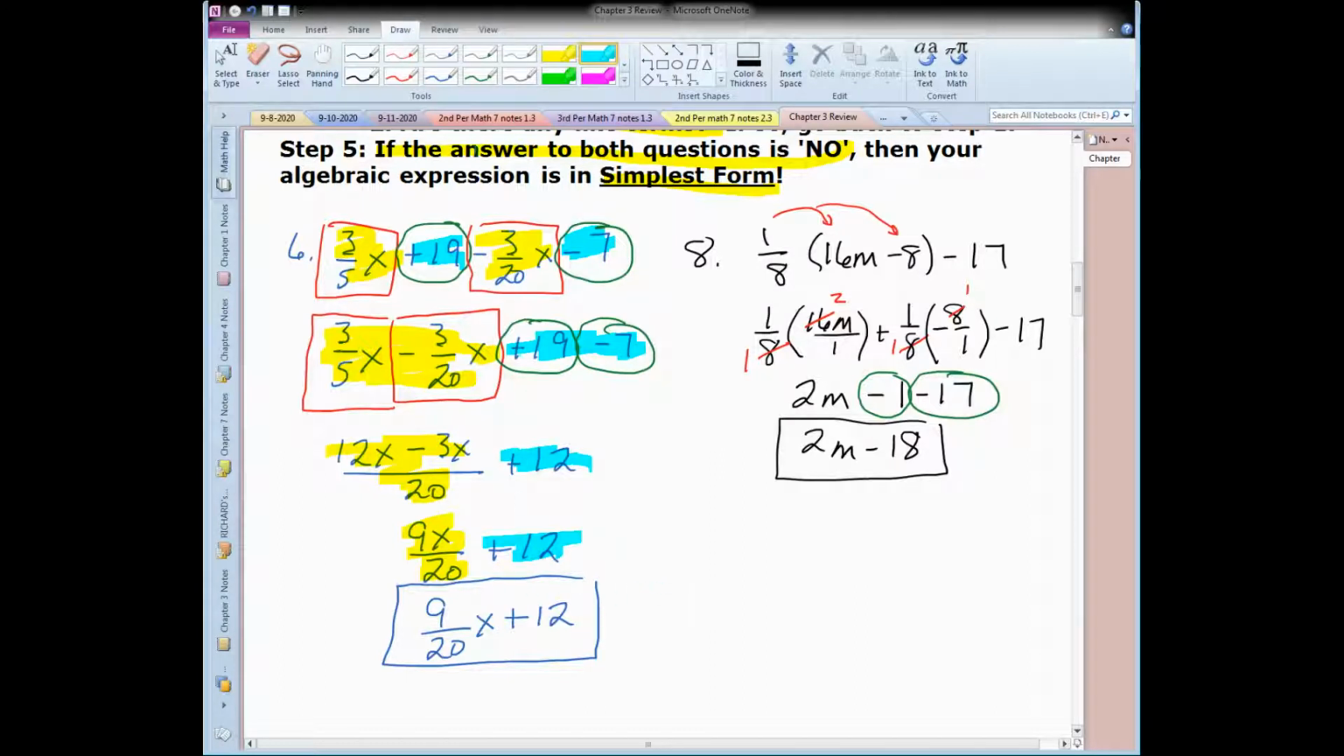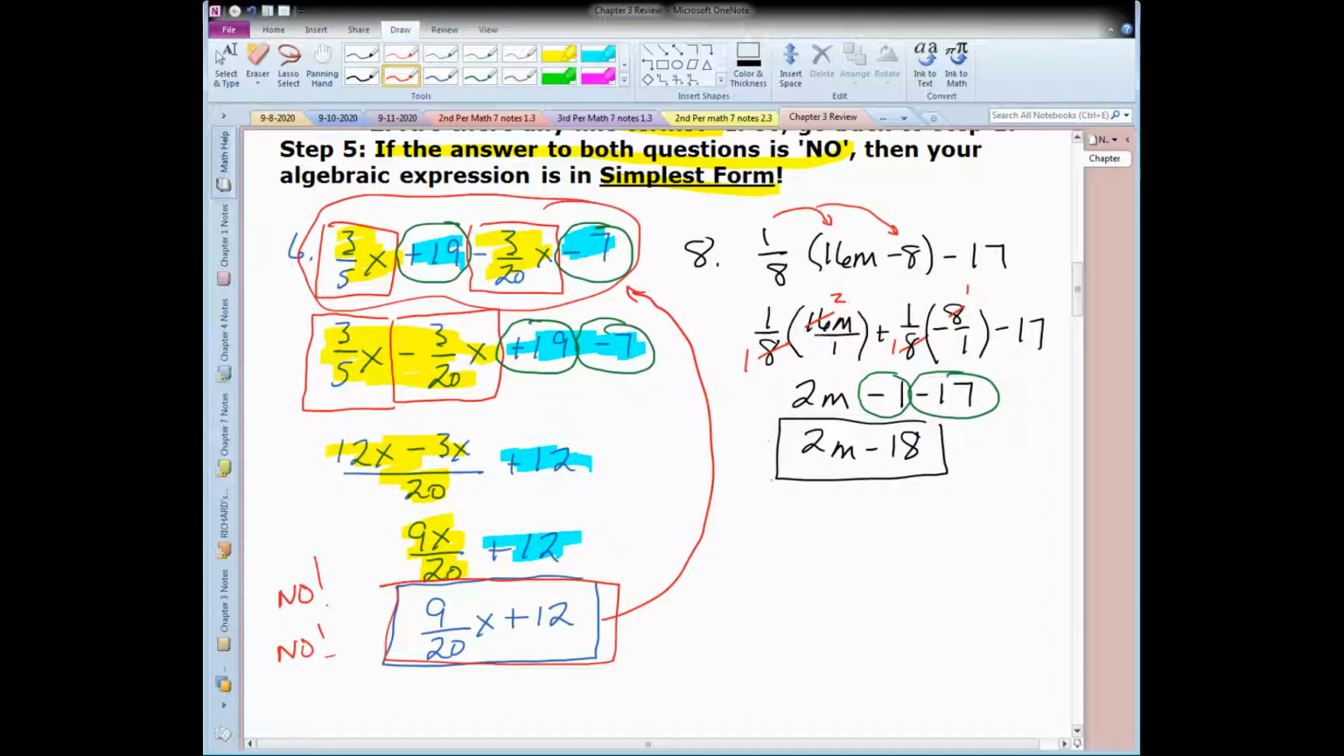All right. So this is my final expression. Is it in simplest form? Well, are there parentheses? No. Are there like terms? No. So this expression is in simplest form, and it is equal to the expression that we started with.